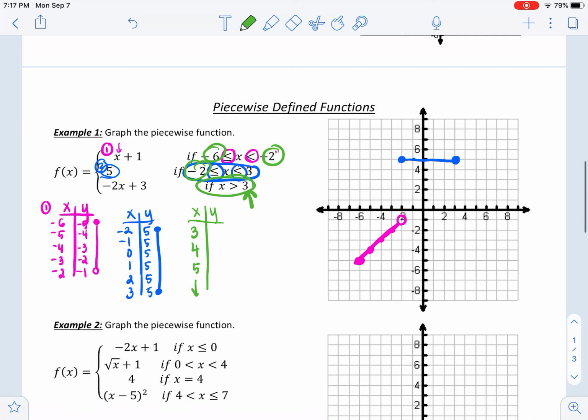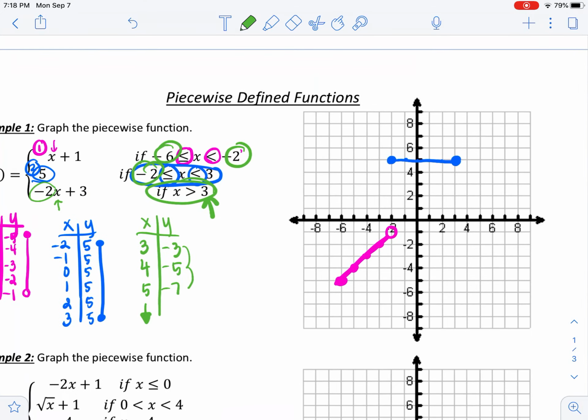Okay, but this keeps going on. I'm going to put an arrow there to tell myself it keeps going on. You just stopped to see if it's enough. All right, let's plug in 3 here. Negative 2 times 3 is negative 6, plus 3 is negative 3. Negative 2 times 4 is negative 8, plus 3 is negative 5. Negative 2 times 5 is negative 10, plus 3 is negative 7. So notice they are going down by 2, just like it said it would.